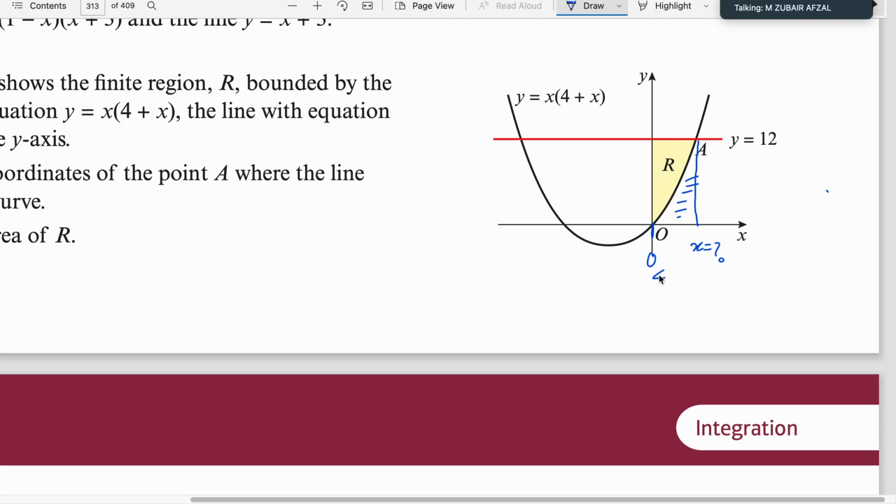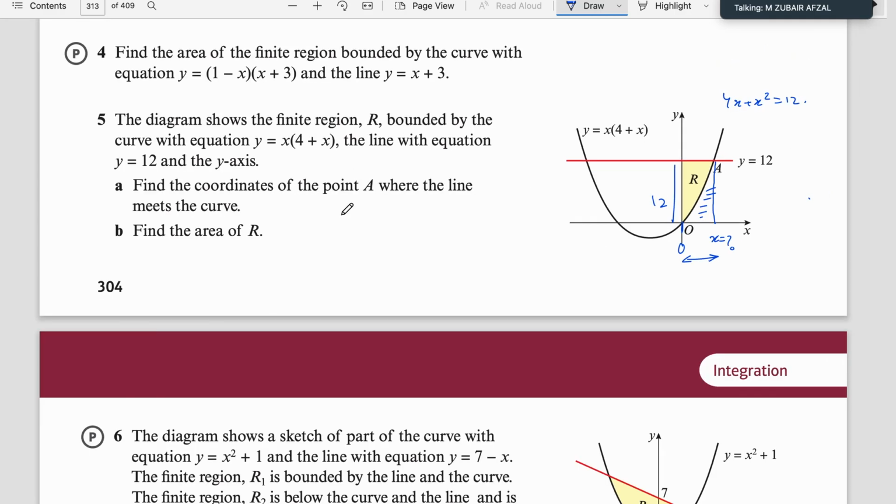So the rectangle would be base into height, which is 12, and the area under the curve from 0 to x. How will we get this x? By solving these two equations simultaneously. 4x plus x square is equal to 12. Any issues in understanding this question?